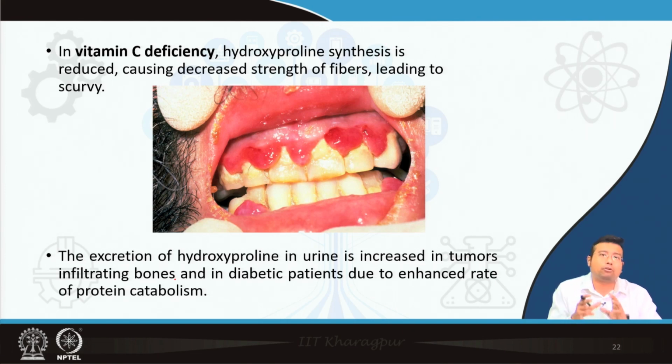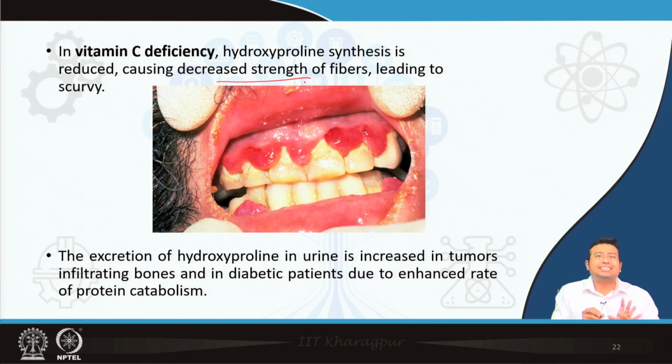this formation of hydroxyproline is very important for the structure of collagen. The deficiency of vitamin C leads to collagen defect and the clinical feature is scurvy, characterized by bleeding gums. There is a plethora of clinical features of scurvy and bleeding gum is one of them, right. So, basically what does a defect of collagen lead to? Collagen is a structural protein, so it leads to decreased strength of fibers, right.